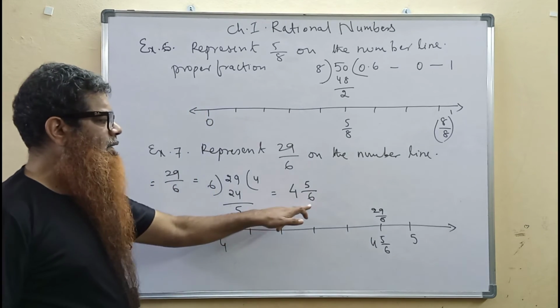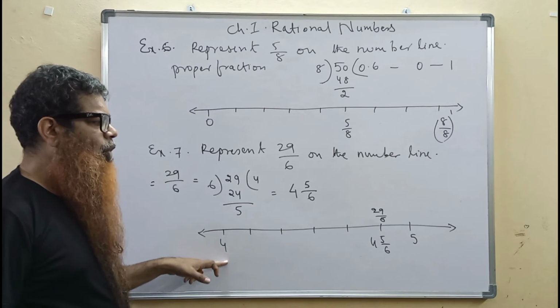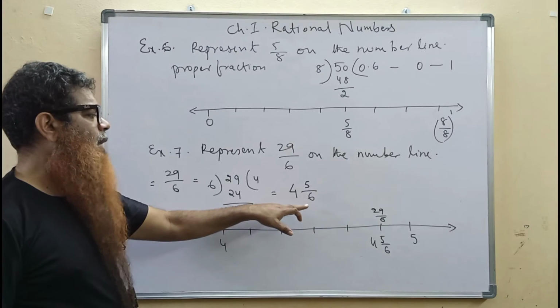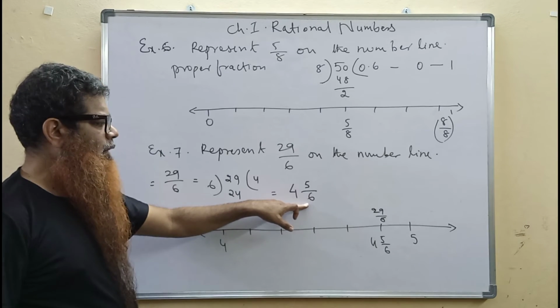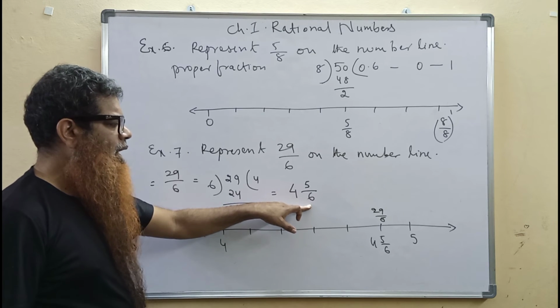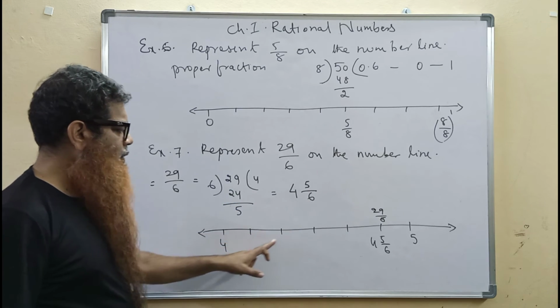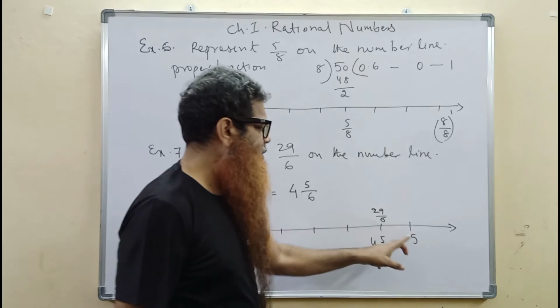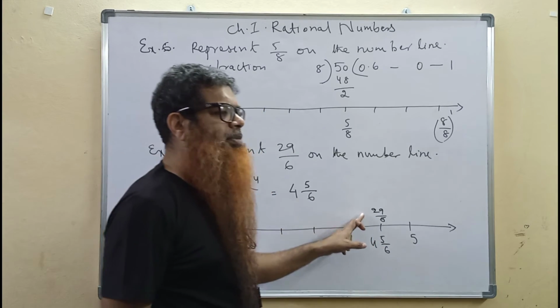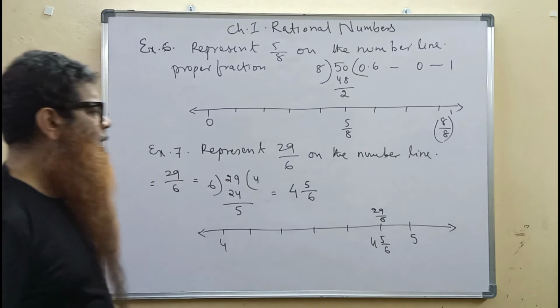We mark 6 points in between 4 and 5. We mark 6 equal points equidistant from each other, because 6 is the denominator there. So 1 2 3 4 5 and 6. The fifth point is the required point, that is 29 by 6, or 4 5 by 6.